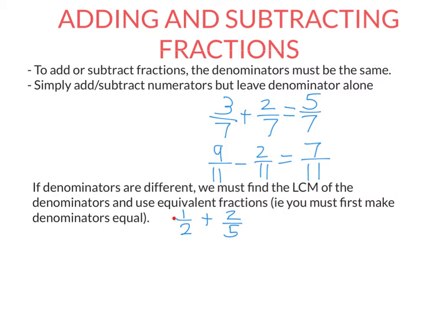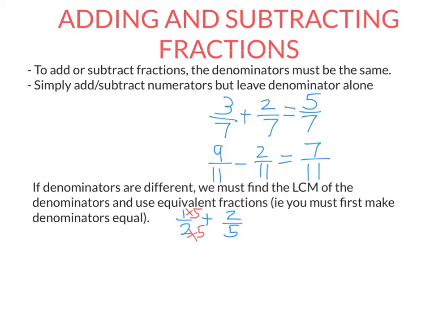So let's look at this one first, a half. I want its denominator to be 10. So to get from 2 to 10, I need to times by 5. So I'm timesing the denominator by 5. But I can't just times the denominator. Whatever I do to the bottom, I must also do to the top if I want the new fraction to have the same value. So if I times the bottom by 5, I must also times the top by 5.